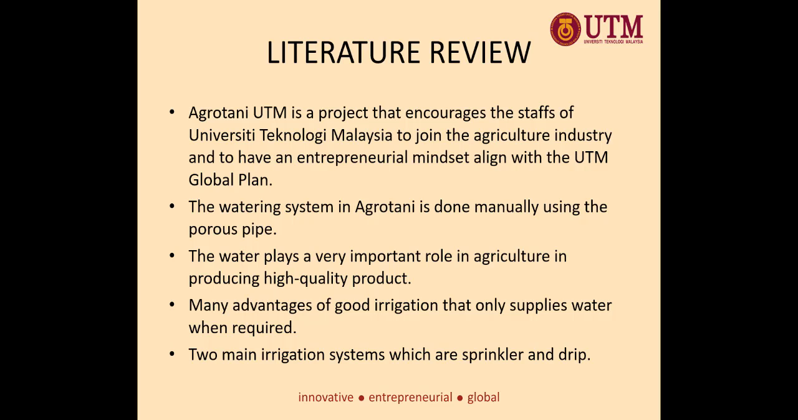The literature review of this project: Agrotani UTM is a project that encourages the staff of the university to join the agriculture industry and to have an entrepreneurial mindset aligned with the UTM global plan. Currently, the watering system in Agrotani is done manually using a porous pipe. Water plays a very important role in agriculture in producing high quality products. There are many advantages of good irrigation that only supplies water when required. There are two main irrigation systems, which are the sprinkler and drip.